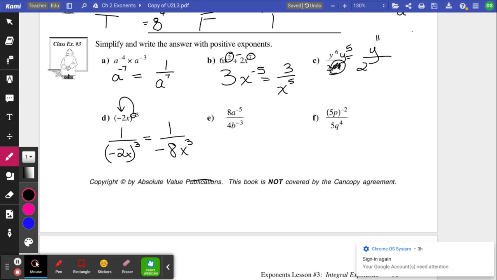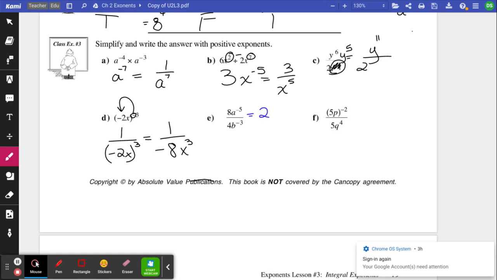All right, now on the next one, 8 over 4, and I got some A stuff and some B stuff. Can I just do the 8 over 4 part first? Let's just do the numbers like we've always done numbers. Do what you know to do. 8 over 4 is the same thing as... say it again. 2. 2, thank you. So we're going to write a 2 down.